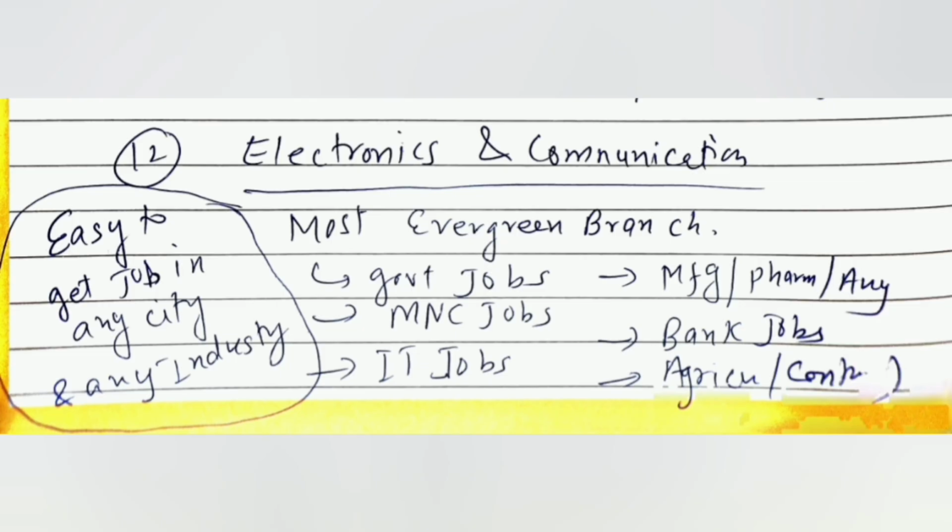And the most evergreen one, I'm not putting it at number 12 to say that you should take it only after computer branches. This is not like that, I am just going in order, right? So ECE is the most evergreen branch, and it has been there for the last 40-50 years. The beauty of ECE is that you get jobs in every area, any industry, any city, and the jobs are there everywhere, right?